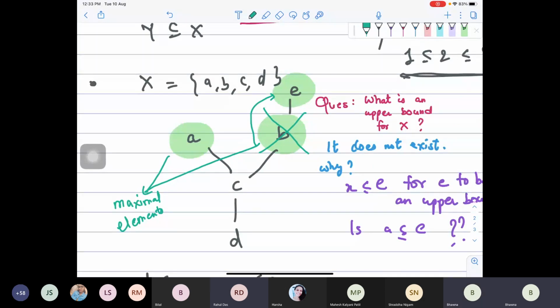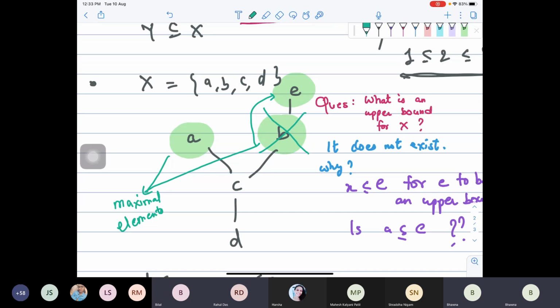A is maximal because nothing is above A. You see, above A the atmosphere is very clear. There is nothing above A. If we have nothing above A, then it is maximal always.